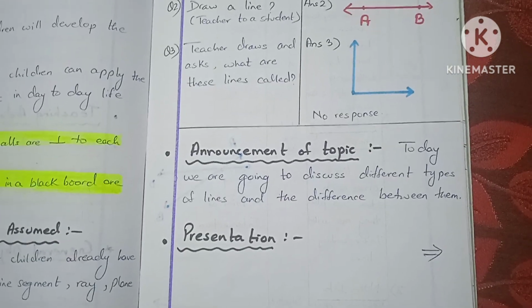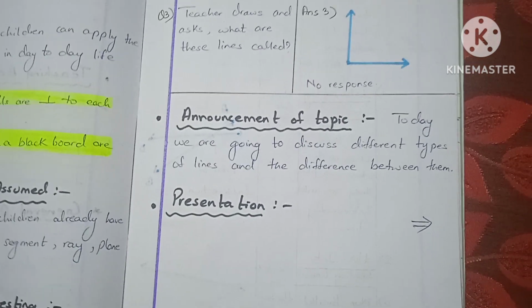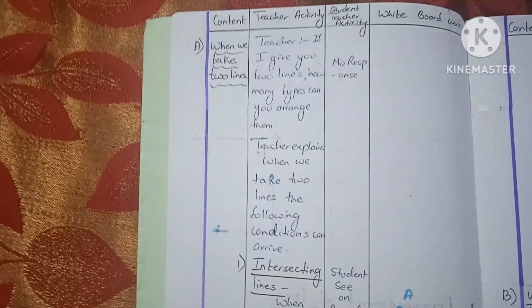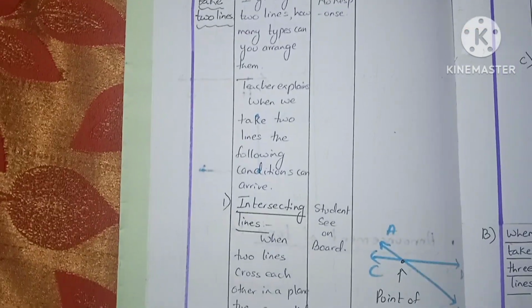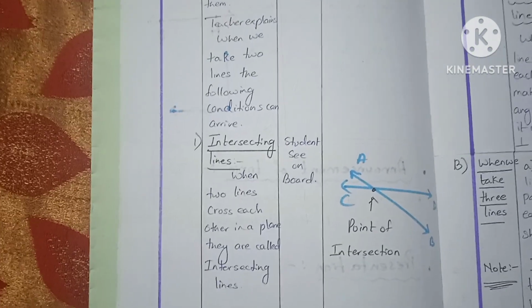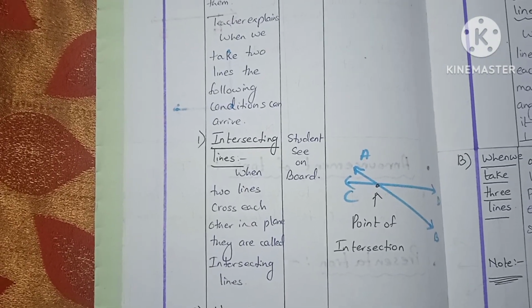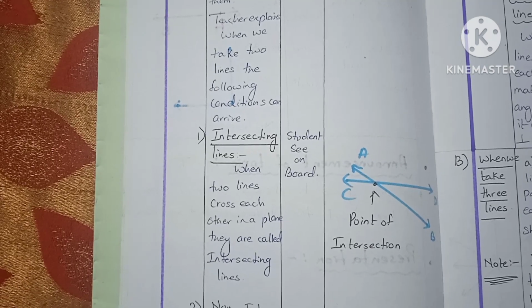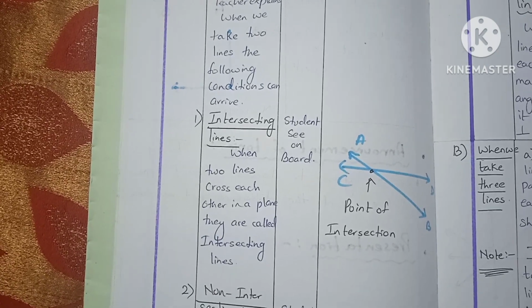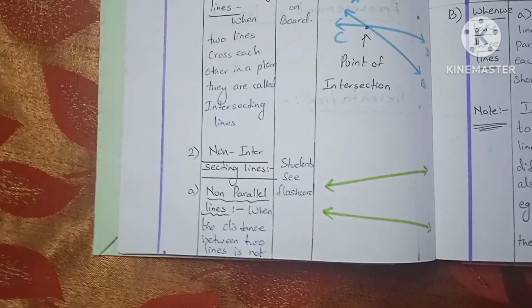Today we are going to discuss different types of lines and the difference between them. The presentation is as follows. At first, the teacher says, let us take two lines. What do you call intersecting lines? There was no response. Then the teacher defines: when two lines bisect or basically cross each other in a plane at a point, then these are called intersecting lines, and the point where they intersect is called the point of intersection.